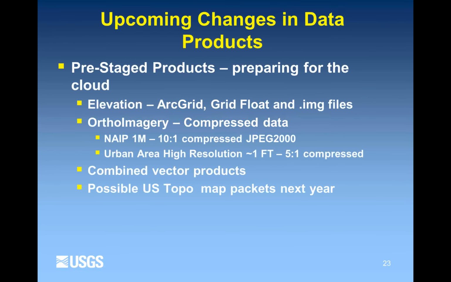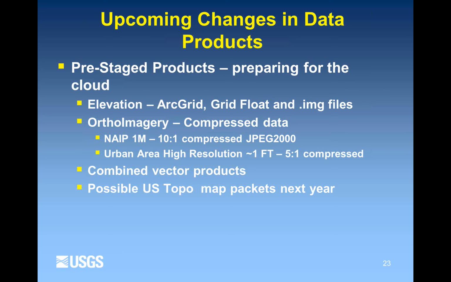Okay, so these are some of the pre-stage products that I mentioned. Elevation is going to be in ArcGrid, ArcFloat formats and IMG files. Ortho imagery will be compressed data, so the NAIP will be 10:1 compressed JPEG, and our urban area data will be starting to switch to 5:1 compressed data, and that will be our default product downloads. Those will be the compressed versions of these files.